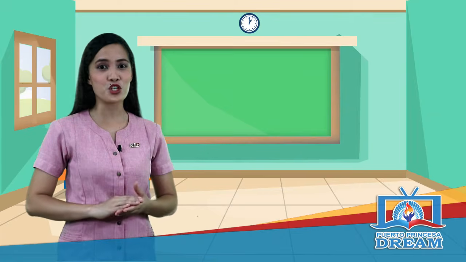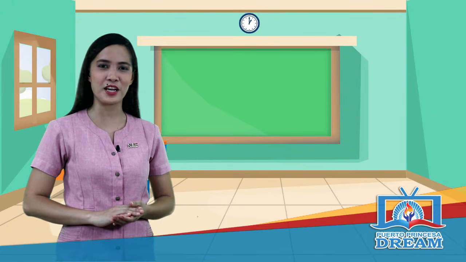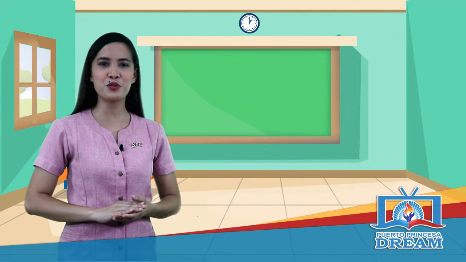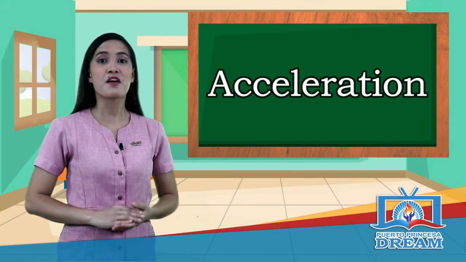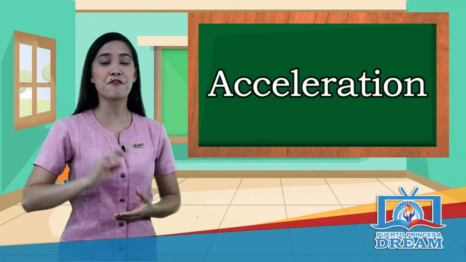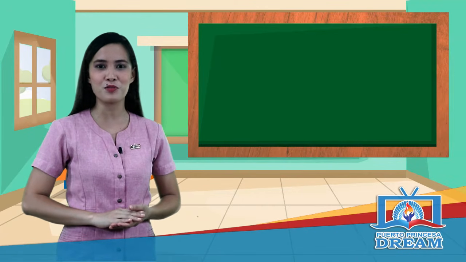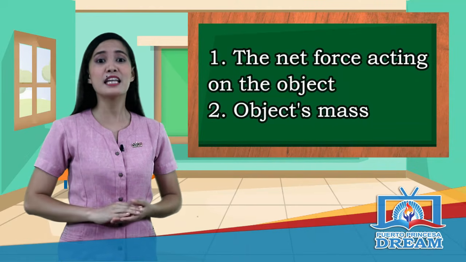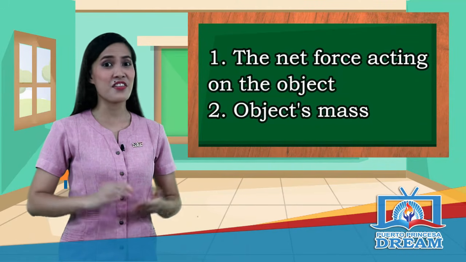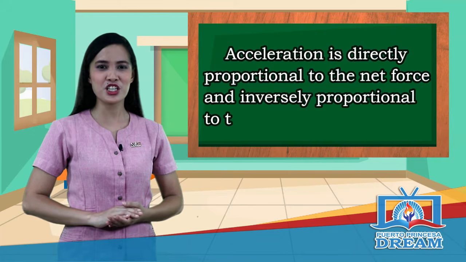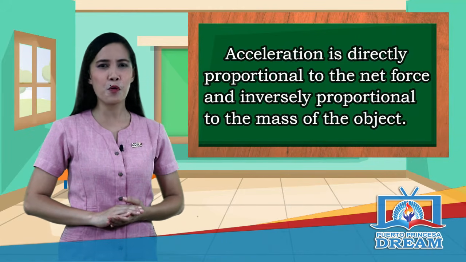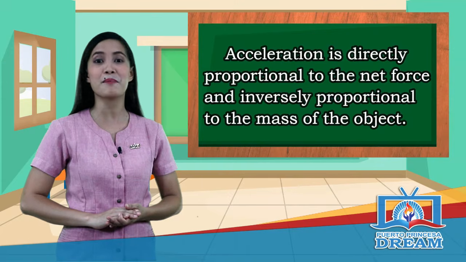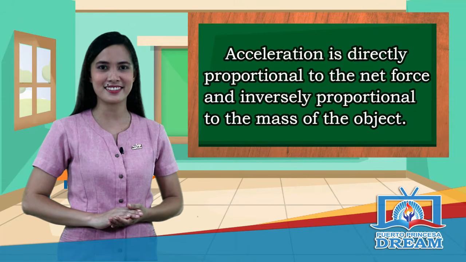Newton's second law of motion, or law of acceleration, tells us that unbalanced forces produce acceleration. There are two factors that affect the acceleration of an object: the net force acting on the object and the object's mass. That is, acceleration is directly proportional to the net force and inversely proportional to the mass of the object.